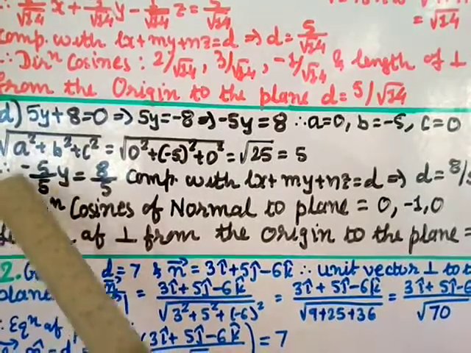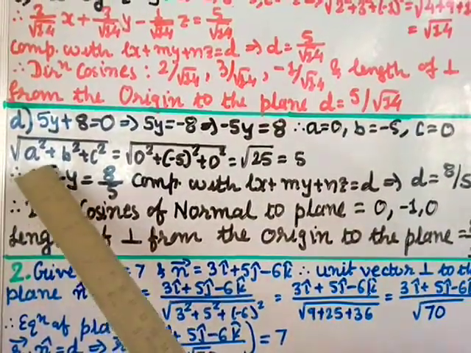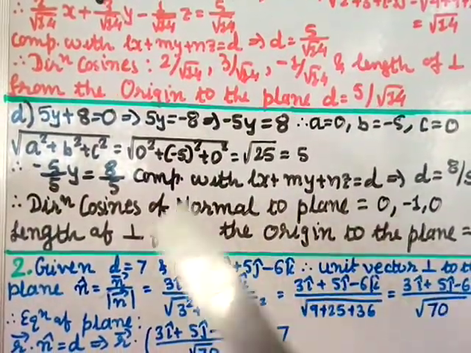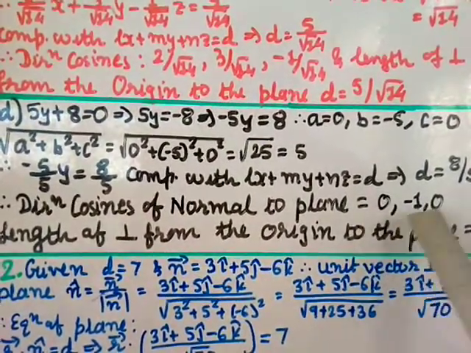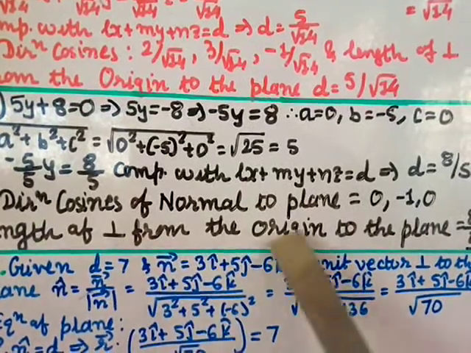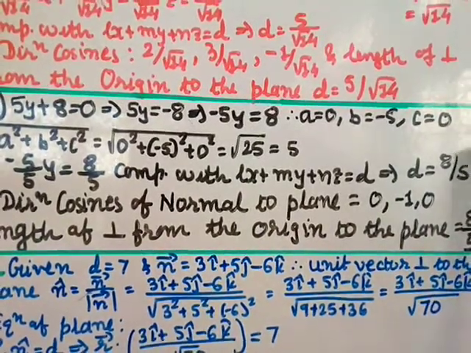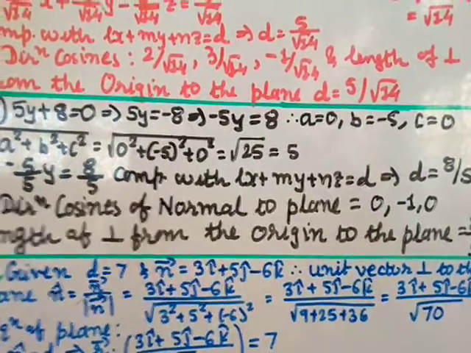X coefficient is 0, so 0. Then y will be minus 5 by 5, so minus 1, and z is also not there, so it will be 0. So the direction cosines are 0, minus 1, 0, and the length of the perpendicular from the origin to the given plane is this one, 8 by 5, the value of d.